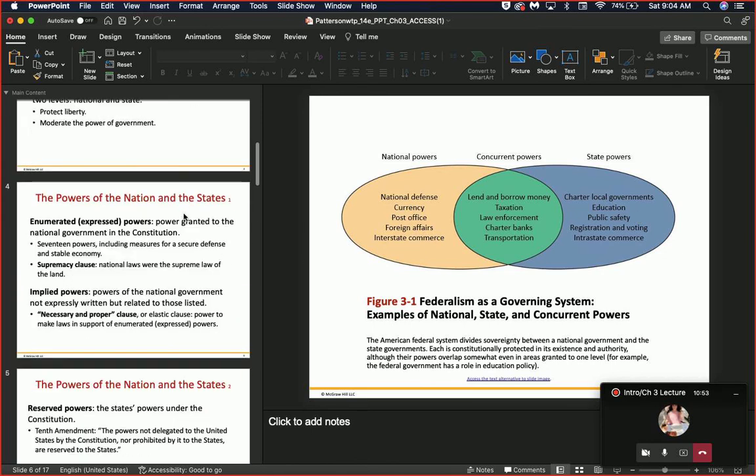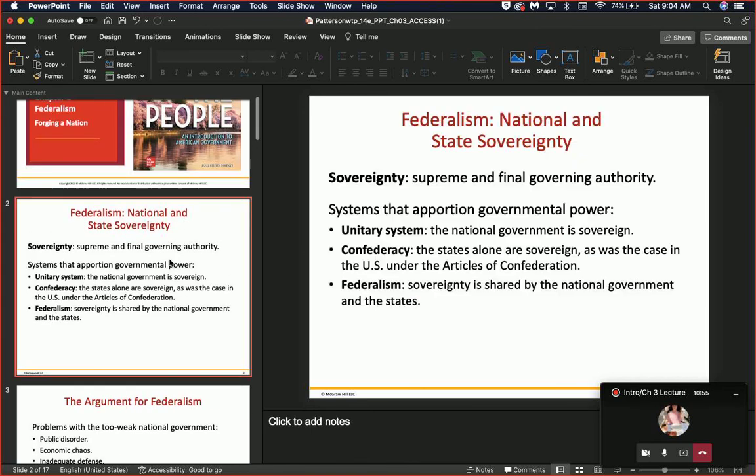Okay, so over here. Sovereignty. Sovereignty means the supreme and final governing authority. A way you could remember this: what word do you see in here? Sovereign, right? Sovereign means that they are the ultimate ruler, the ultimate rule, right? Because of that, that should help you remember it's the supreme and the final governing authority.